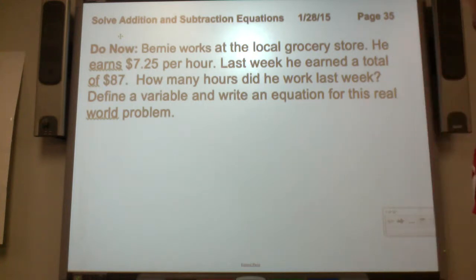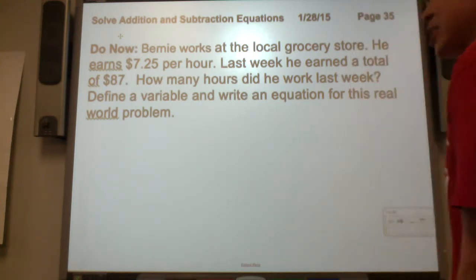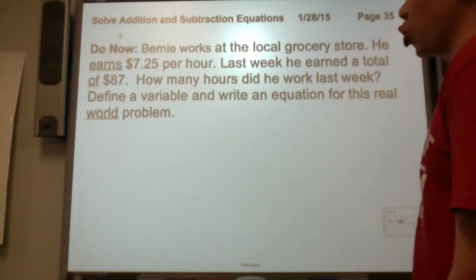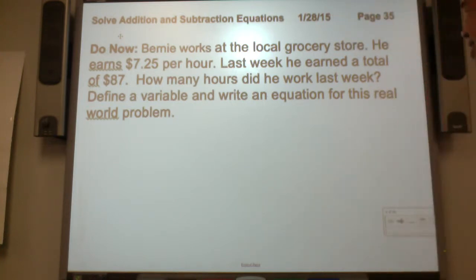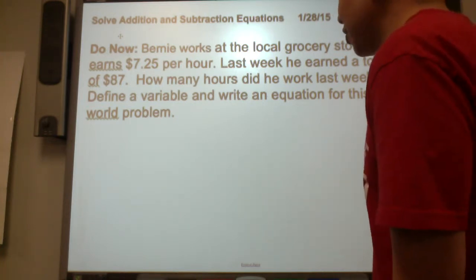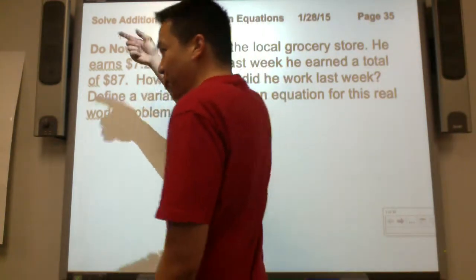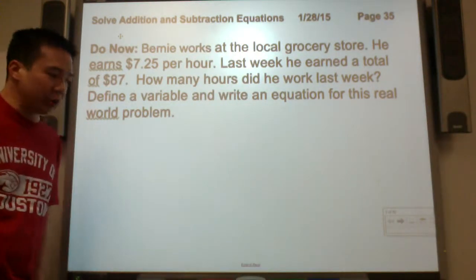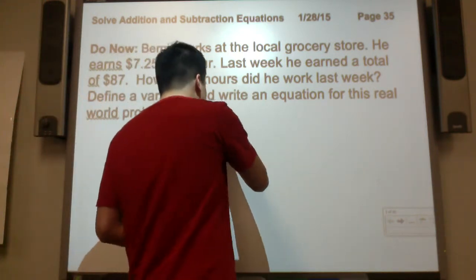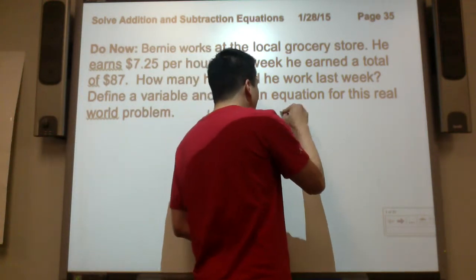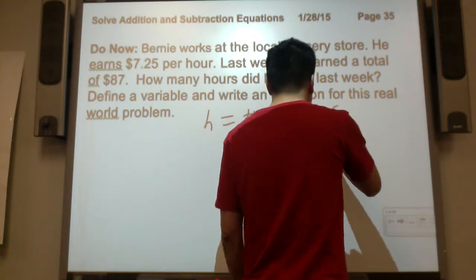Bernie works at a local grocery store. He earns $7.25 per hour. Last week, he earned a total of $87. How many hours did he work last week? Define a variable and write an equation for this real-world problem. They didn't tell us enough information. They didn't tell us how many hours he worked. So I'm going to use H. H equals the number of hours he worked.